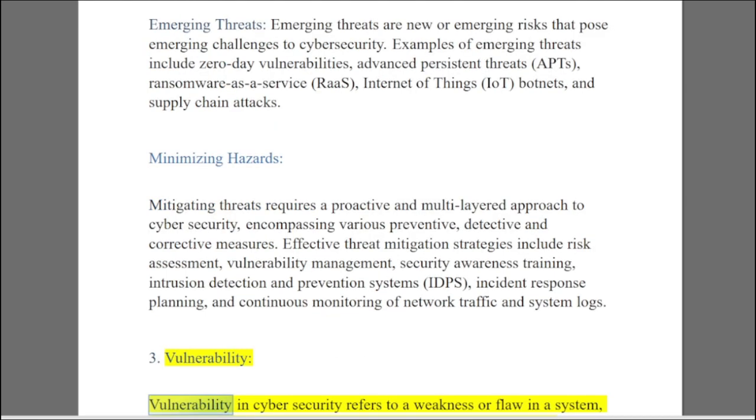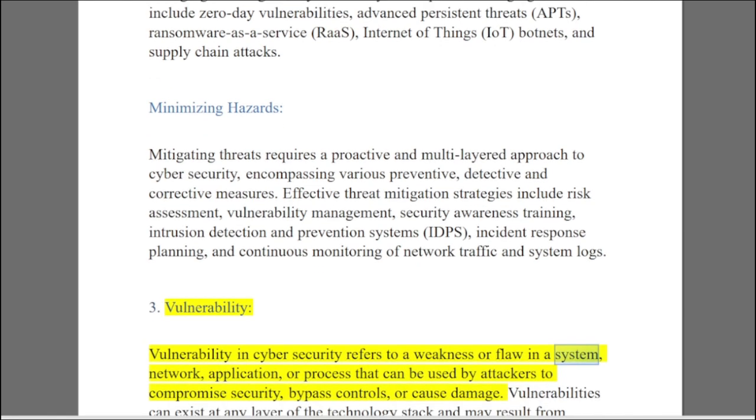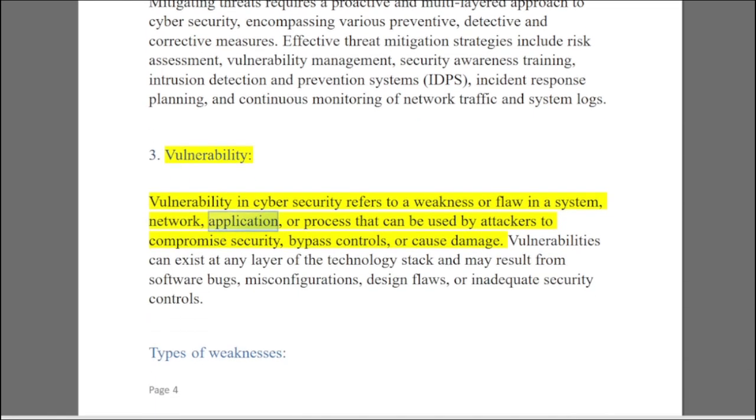Vulnerability. Vulnerability in cybersecurity refers to a weakness or flaw in a system, network, application, or process that can be used by attackers to compromise security, bypass controls, or cause damage. Vulnerabilities can exist at any layer of the technology stack and may result from software bugs, misconfigurations, design flaws, or inadequate security controls. Types of weaknesses.